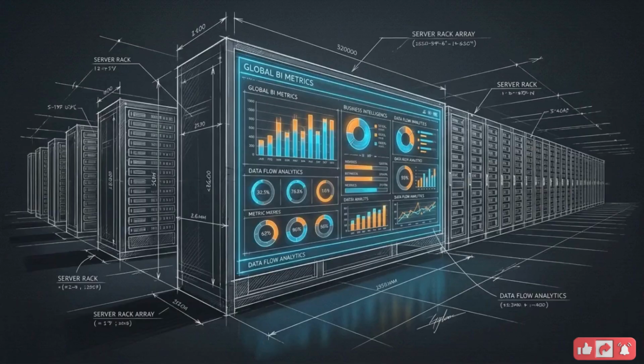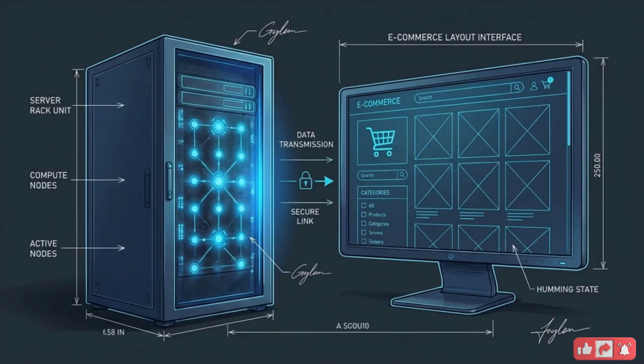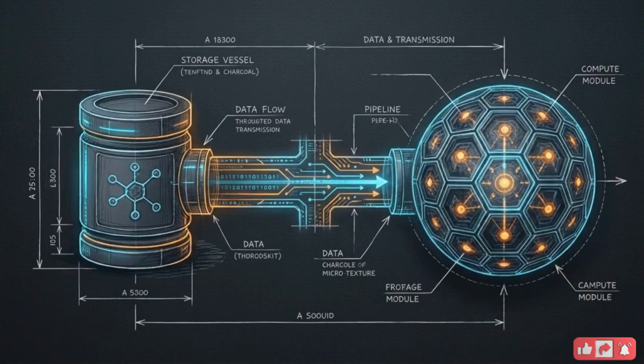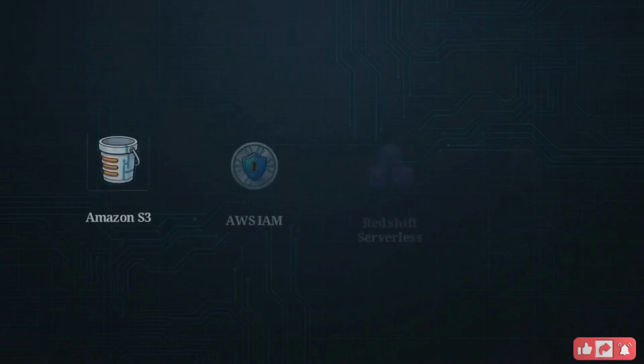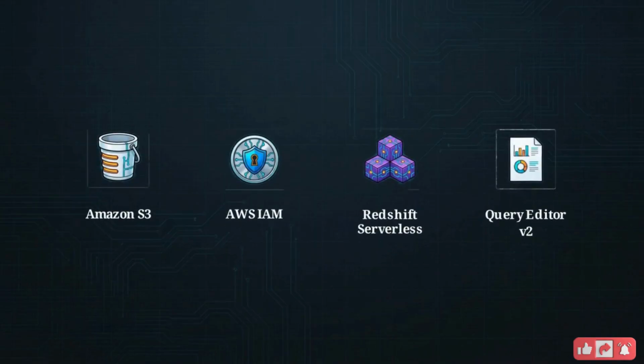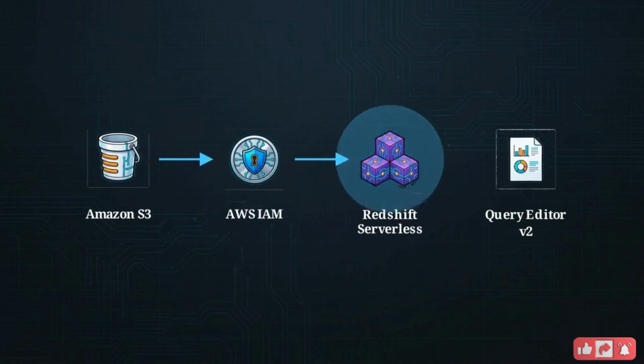By offloading your analytics to Redshift, you get petabyte-scale data crunching for your business intelligence, while your live operational database stays focused purely on web traffic. Today, we are going to build an automated, secure pipeline to move that raw storage directly into a working data warehouse. Looking at our architecture blueprint, the data flows left to right. We start with our CSV files in S3, authenticate securely using AWS IAM, process the data in Redshift Serverless, and finally run our reports using Query Editor v2.